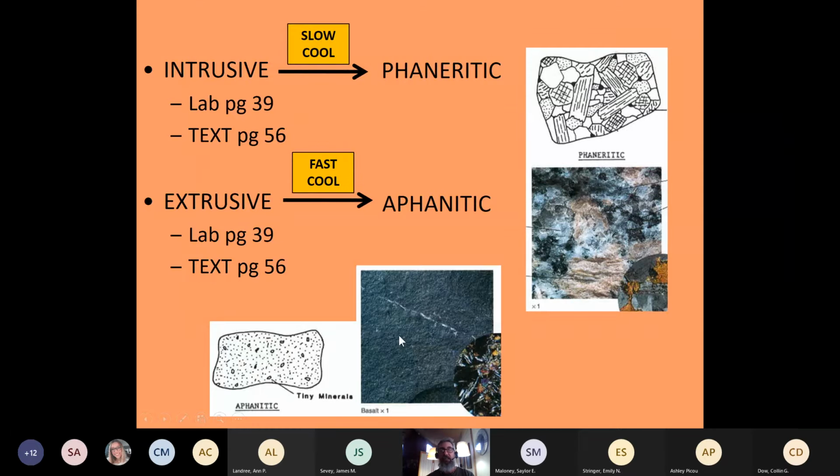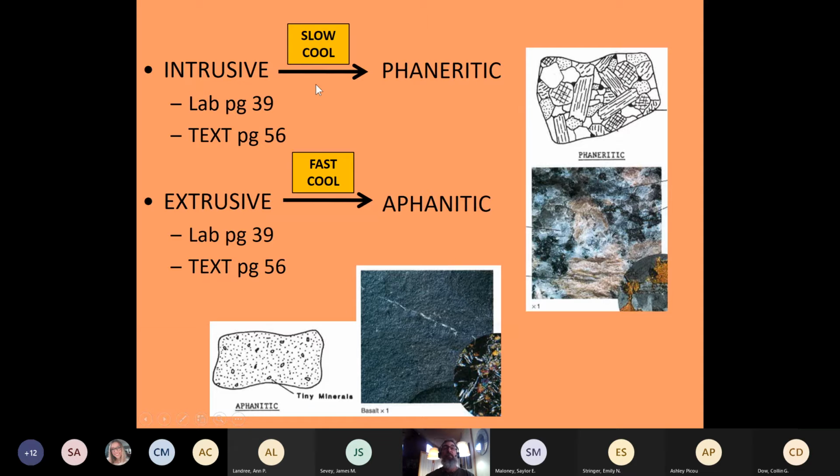Compare the grains here to the grains here. These are both magnified the same amount. And so here the grains are that size and some are that size, but here the grains are either really, really small or too small for us to see without magnification. So aphanitic technically means less than a millimeter, but for us, we can just generally say it's fine grained, it's small grained. The different texture makes these look really different.